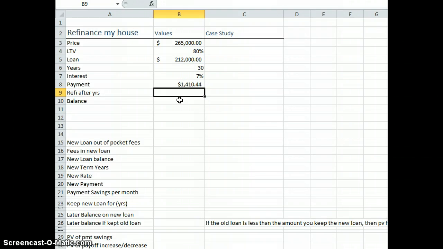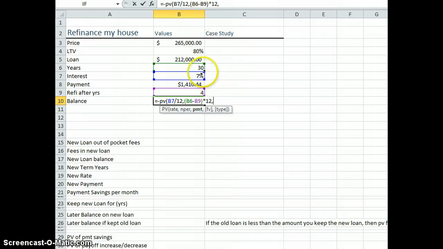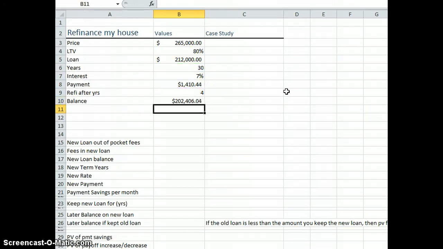And then it says they want us to refinance after 4 years. For balance, all I'm going to do is negative present value, and then our rate is going to be the same thing, 7 divided by 12. Number of periods is going to be the 30 minus the 4, or just 26, multiplied by 12, and then our value will be this payment right here. So 202.